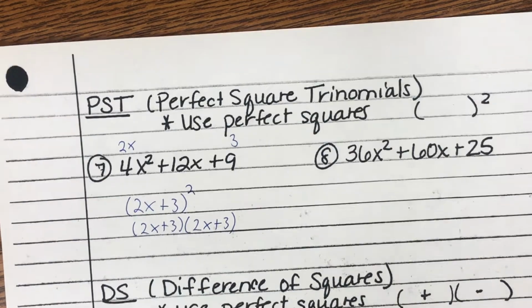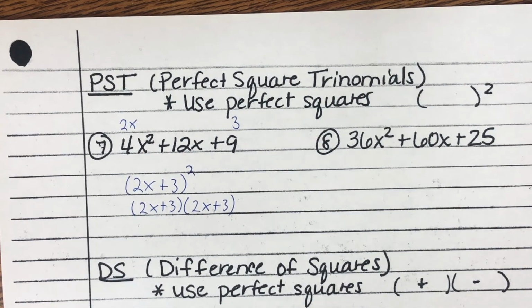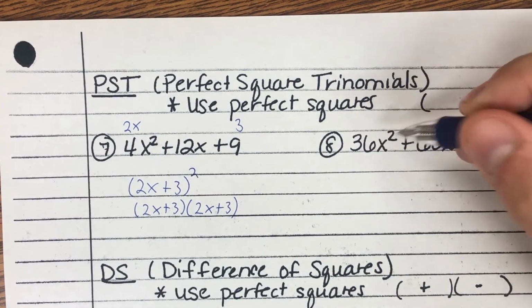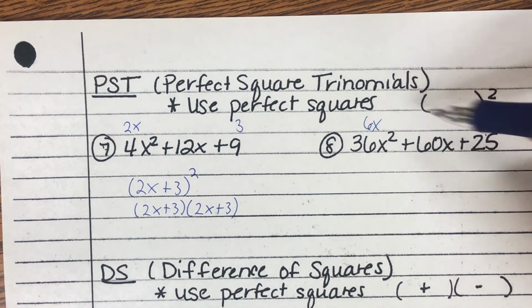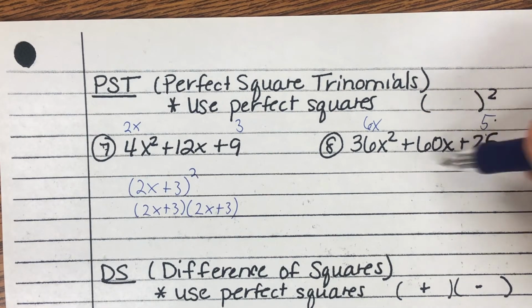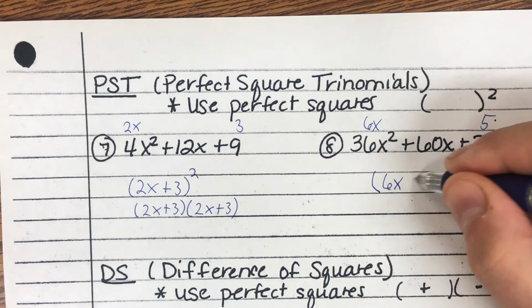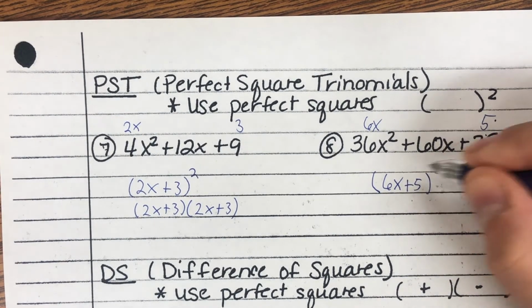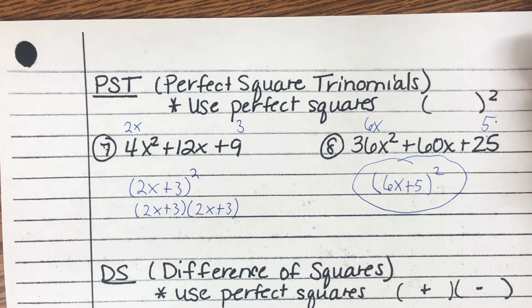Okay? So we did a few of those. Look for the perfect squares. When you see some really big numbers on these problems, odds are it's a special case. So again, square root of 36x squared is 6x. Square root of 25 is 5. Multiply the two together and double them. That's our middle term. 6 times 5 is 30. Double it. That gets us our 60x. So in our set of parentheses, 6x plus 5 squared. We have factored the perfect square trinomial.